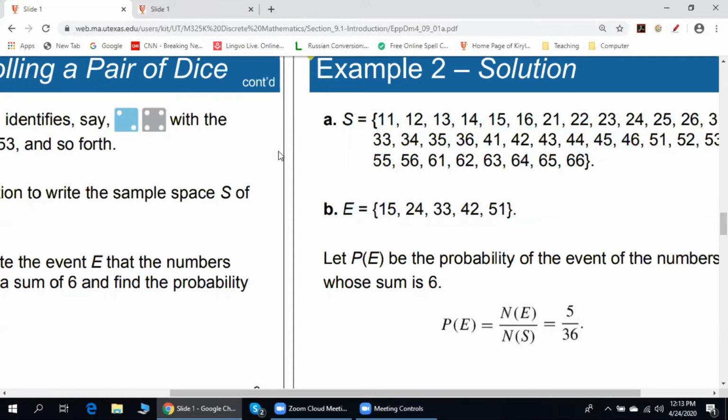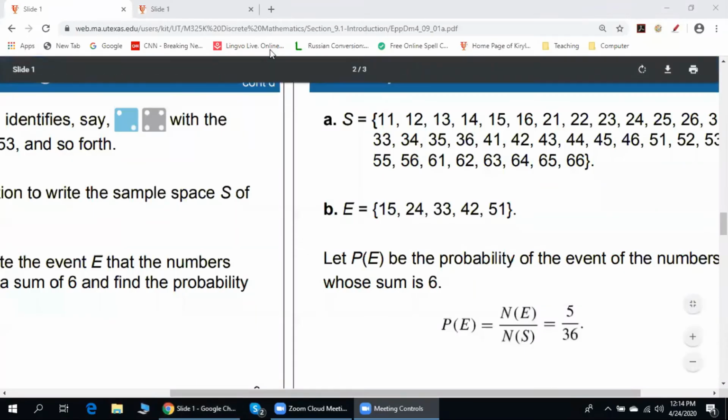Guys, any questions here? So an event is like a function where the output of the function is all the outcomes that satisfy the event? No. An event is not a function. An event is a subset of a sample space. So please take a look.